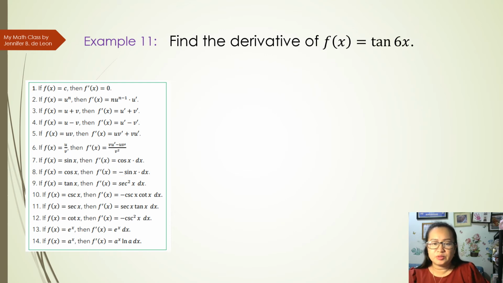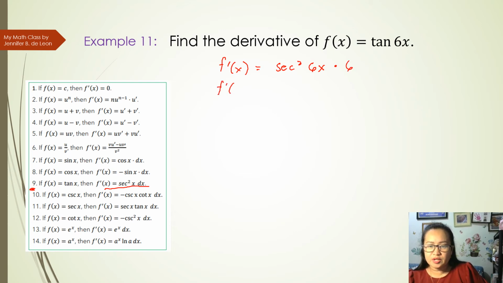Now let's have example number 11. Find the derivative of f of x equal to tangent 6x. So we use rule number 9. Therefore, the derivative would be in this form. So f prime of x is equal to secant squared x. So we will have 6x, and the derivative of 6x is 6. So f prime of x is equal to 6 times secant squared 6x. Okay, that's the derivative whenever we have a tangent function.